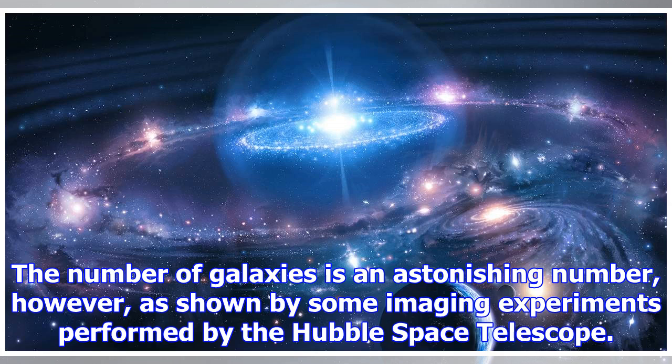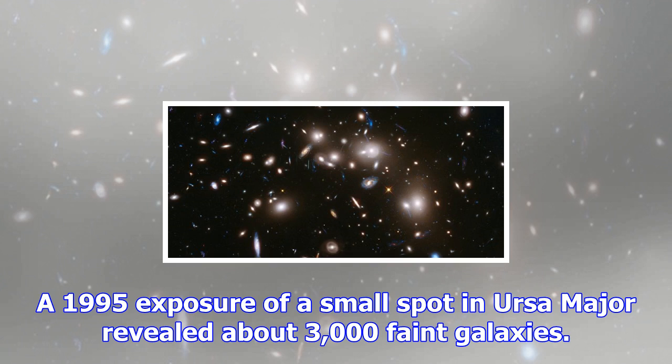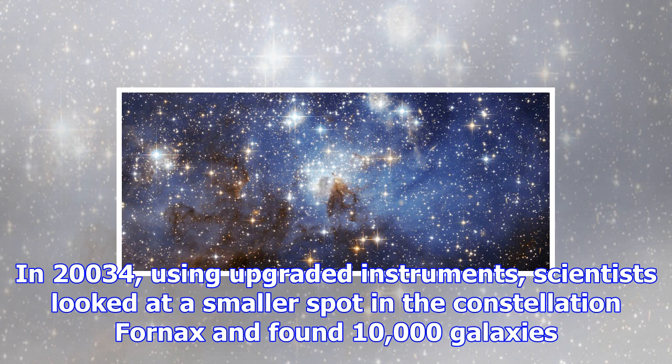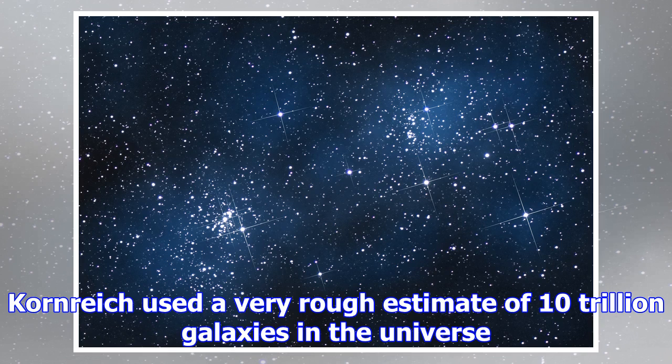The number of galaxies is an astonishing number, however, as shown by some imaging experiments performed by the Hubble Space Telescope. Several times over the years, the telescope has pointed a detector at a tiny spot in the sky to count galaxies, performing the work again after the telescope was upgraded by astronauts during the shuttle era. A 1995 exposure of a small spot in Ursa Major revealed about 3,000 faint galaxies. In 2004, using upgraded instruments, scientists looked at a smaller spot in the constellation Fornax and found 10,000 galaxies. An even more detailed investigation in Fornax in 2012, with even better instruments, showed about 5,500 galaxies.